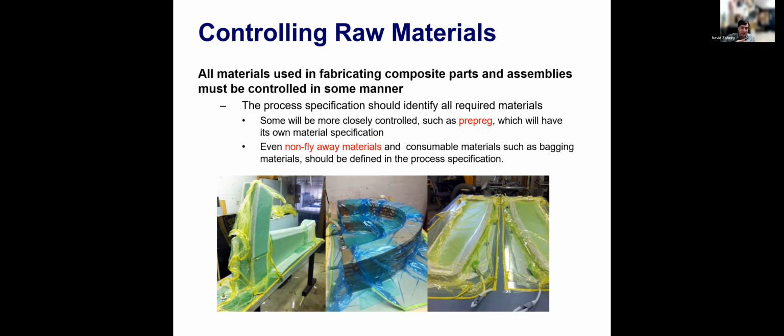The vacuum bag, the breather that goes under the vacuum bag, there are lots of consumables. And for each of those, the properties have to be identified clearly. So it's not just the material, but also the non-flyaway material, the consumables, that you have to define information for in the process spec document.